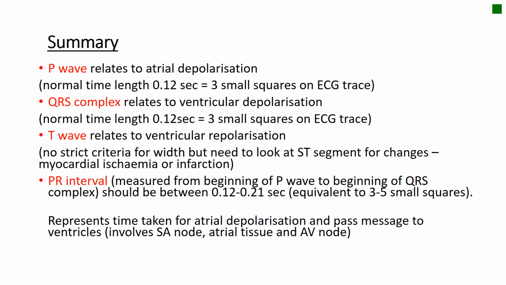There's no strict criteria for this, but you do need to look at the ST segment for changes, whether it's depressed or elevated, whether there's ischemia or infarction. The PR interval, which is measured from the beginning of the P wave to the beginning of the QRS complex, should range between 0.12 to 0.2 seconds. That's equivalent to 3 to 5 small squares. If it's longer than that, then you've got heart block.